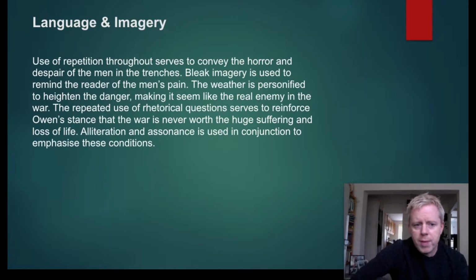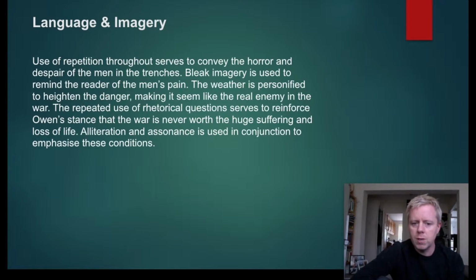Language and imagery. So the use of repetition throughout serves to convey the horror and despair of the men in the trenches. Method and meaning. Method, repetition; meaning, convey the horror and despair. So look back at what words have been repeated. Bleak imagery is used to remind the reader of the men's pain. The weather is personified to heighten the danger, making it seem like the real enemy in the war.